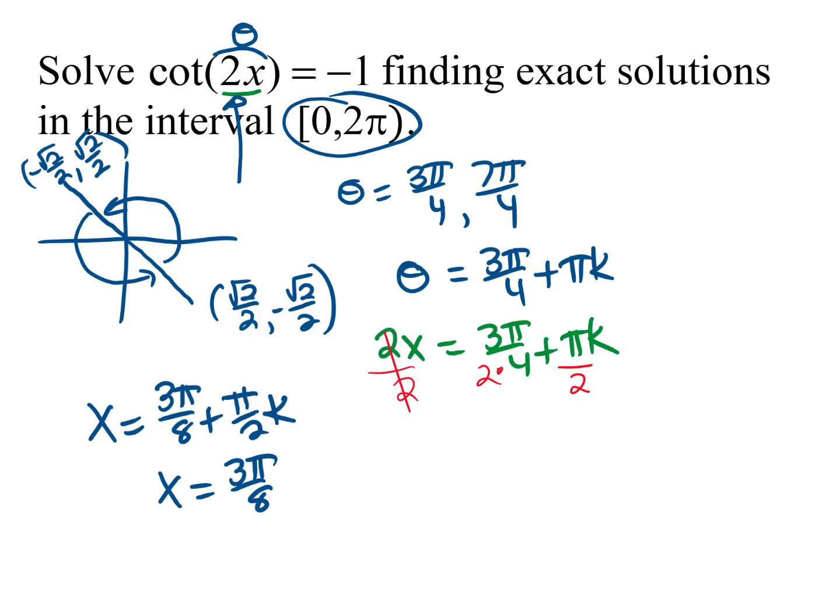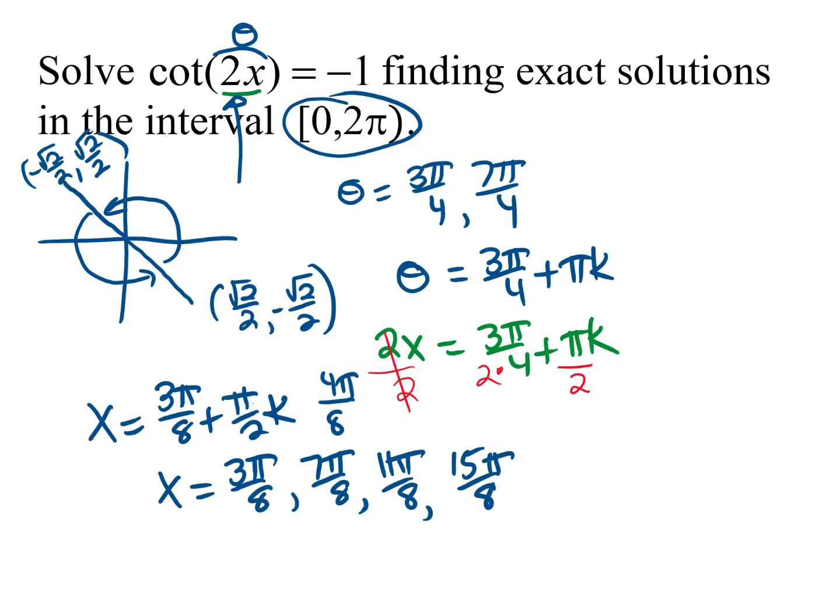Now when k was 1, we would add pi halves to that. And pi halves, if we make that into eighths, if we multiply by 4, is 4 pi eighths. So I add 4 pi eighths and get 7 pi eighths, and that's my second solution. I add another 4 pi eighths to that, 11 pi eighths, my third solution. Finally, I add another 4 pi eighths to that and get 15 pi eighths, my last solution.